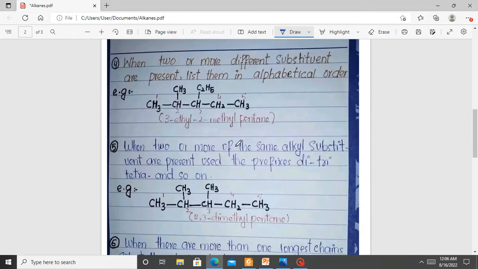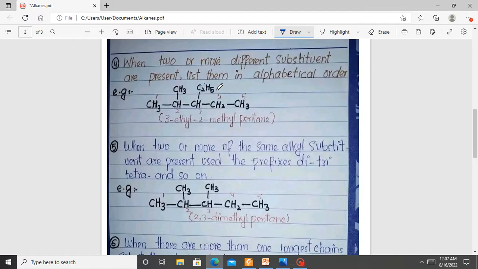Let's continue. When we have 2 or more different substituents present, we list them in alphabetical order. Substituents are basically groups which are not part of the main chain. They can be organic or inorganic substituents. Organic substituents are made of atoms like carbon and hydrogen. But other substituents like halogens, oxygen, nitrogen, or amine groups are inorganic because they are not organic molecules. So CH3 is an organic substituent, and C2H5 is an organic substituent. When you have a halogen somewhere here, being chlorine, iodine, or fluorine, they are inorganic substituents.